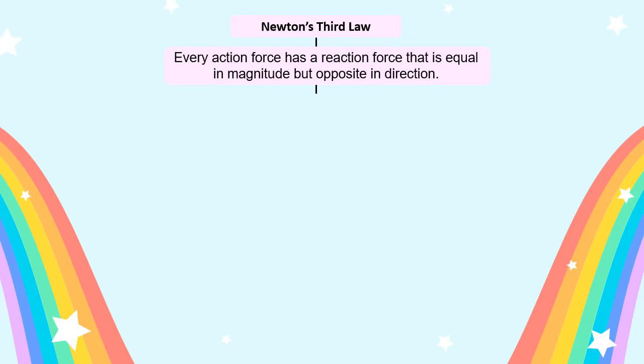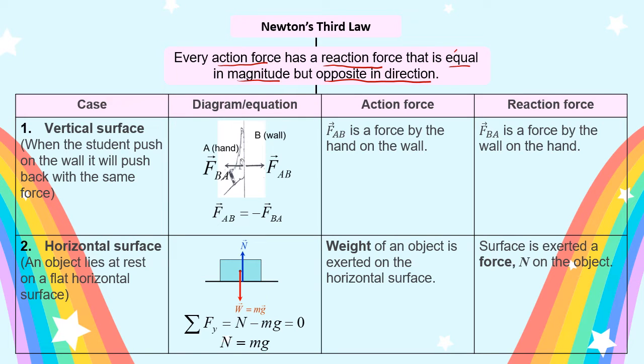The last Newton's law of motion is Newton's third law. Newton's third law states that every action force has a reaction force that is equal in magnitude but opposite in direction. There are 4 cases here.